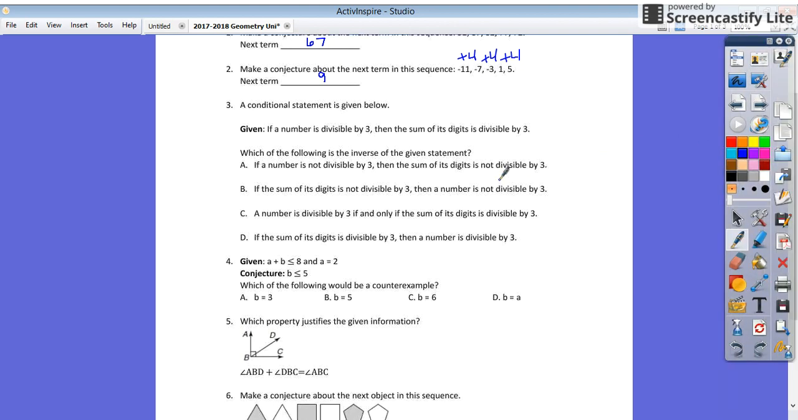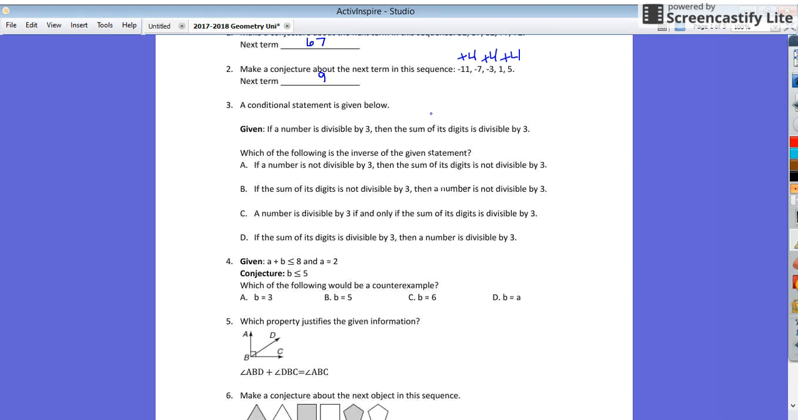On number 3, it says a conditional statement is given below. If a number is divisible by 3, then the sum of its digits is divisible by 3. Remember, on a conditional statement, we have two parts, the hypothesis and the conclusion. Remember, the hypothesis is the part that comes after the if, and the conclusion is the part that comes after the then. We can also call the hypothesis the P, and we can call the conclusion our Q.